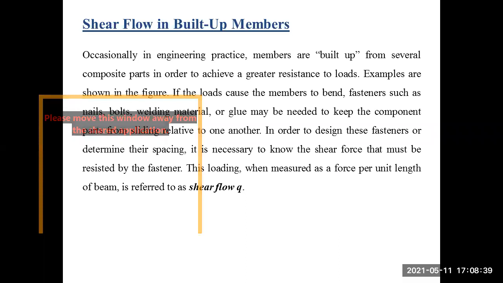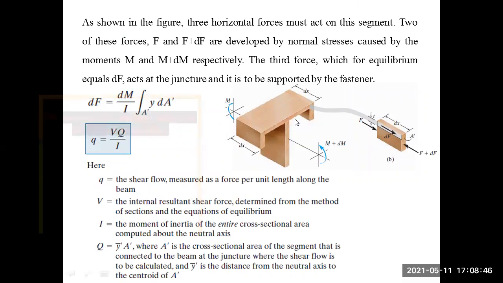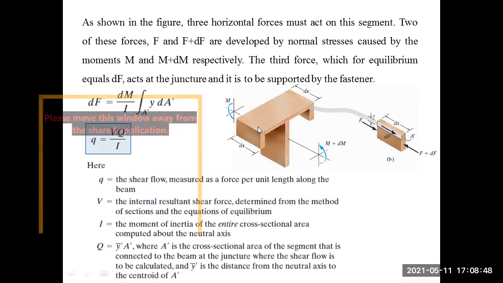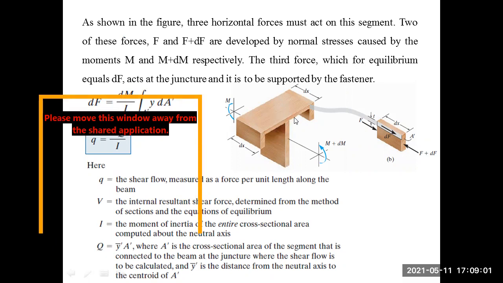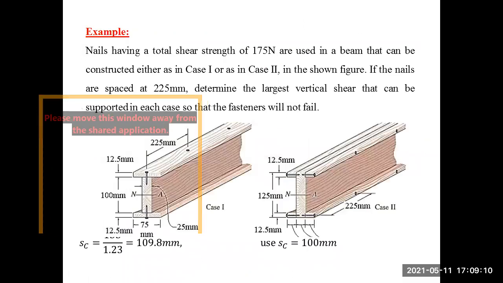And you could see we have examples. If you have this T cross section and it's not made up of a single component, that means this component is glued or fastened to this component, and the web is fastened and glued to the flange. So at that point, shear flow would be important. We have examples. I'll let you see. The easiest one is this one.